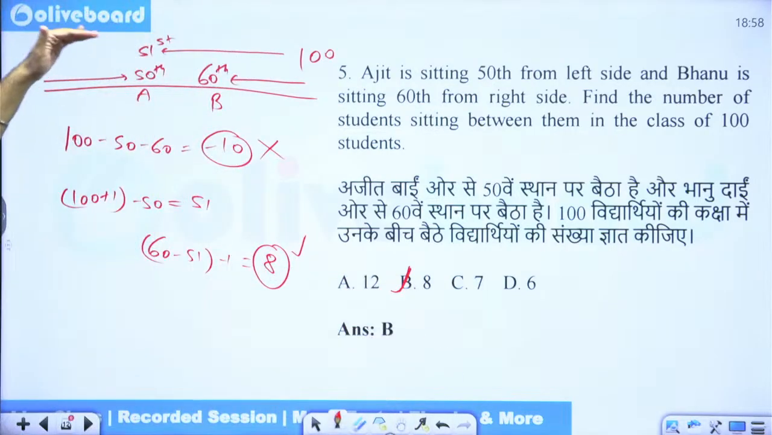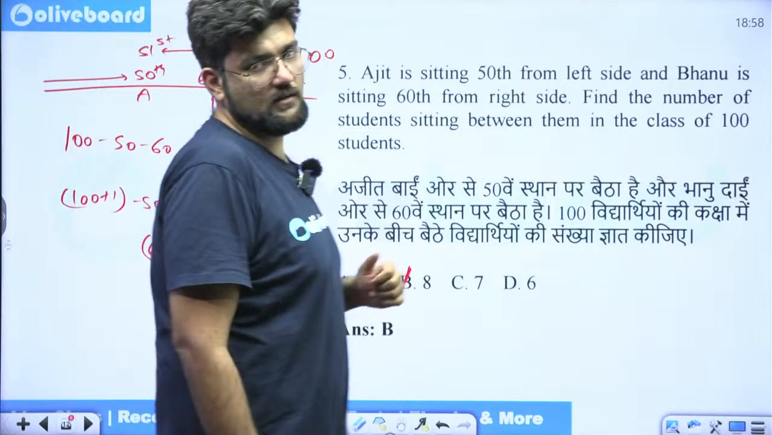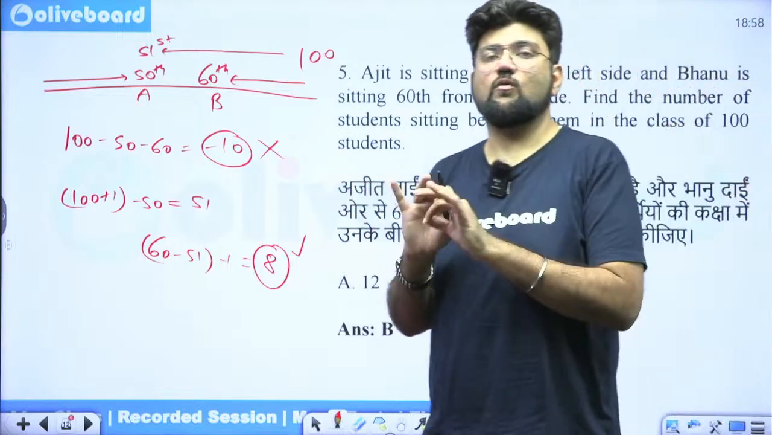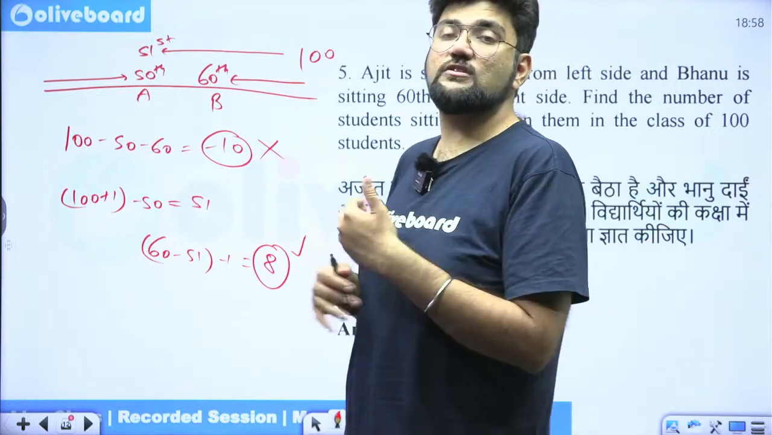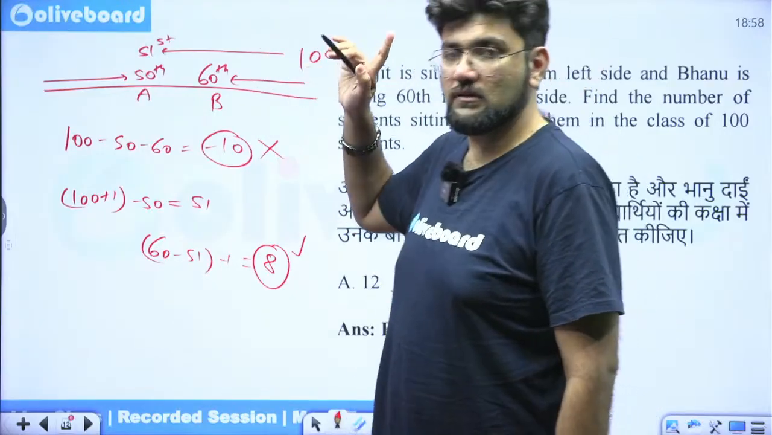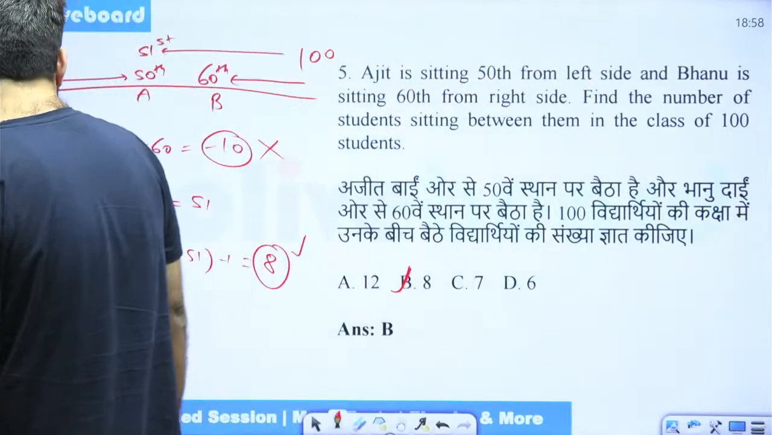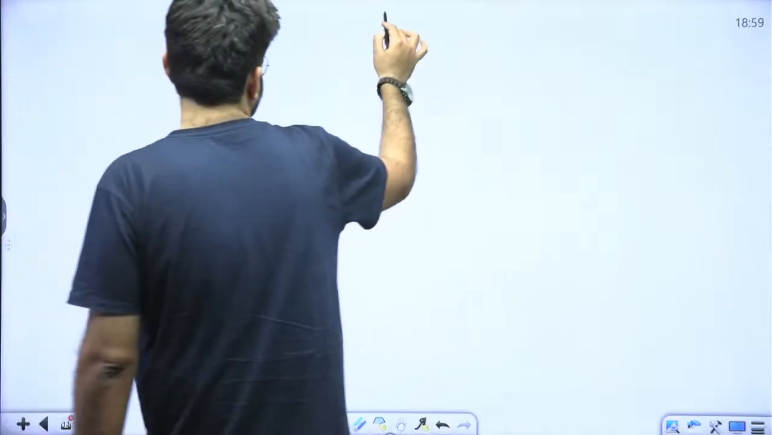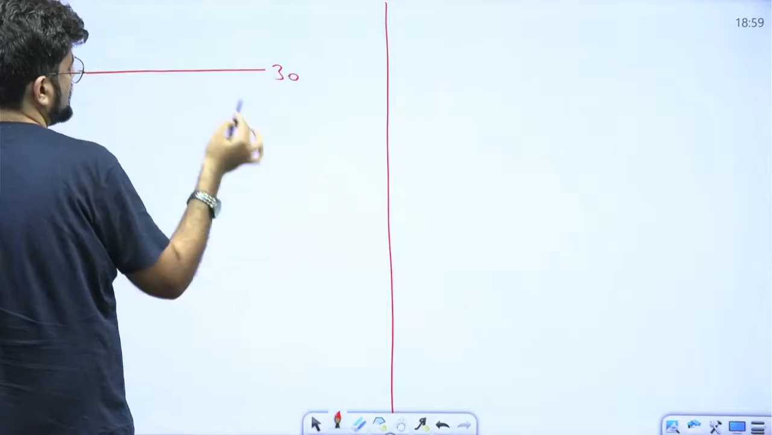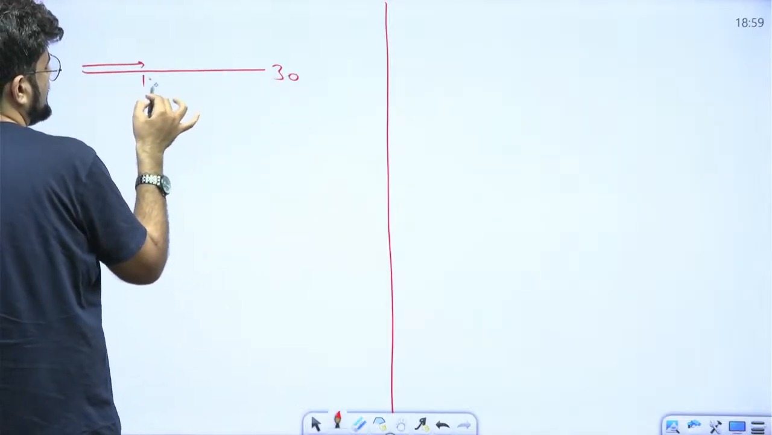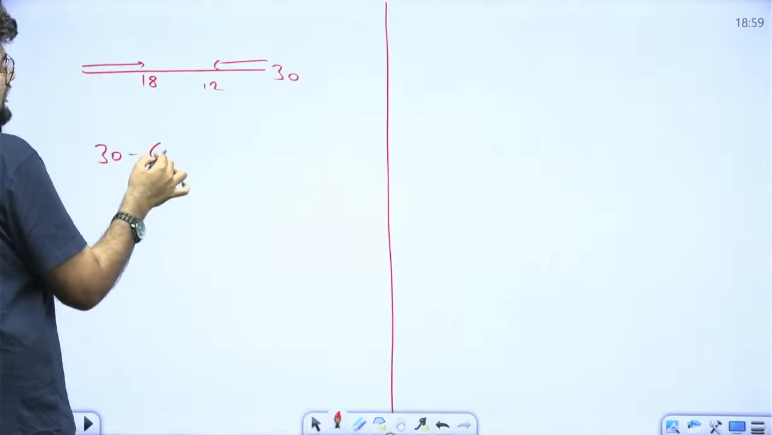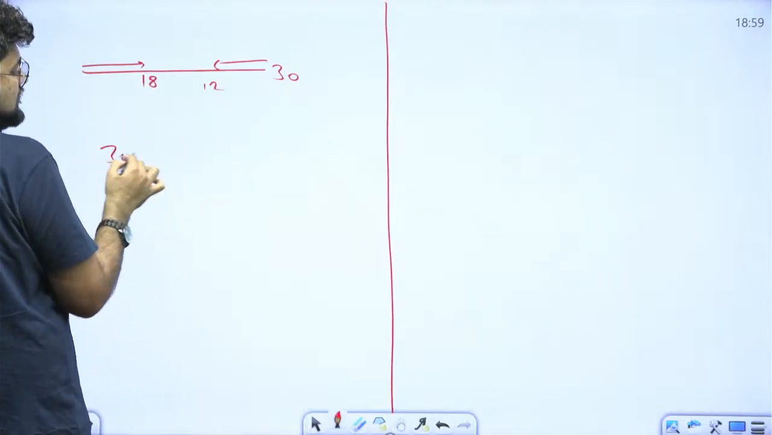But why did it go wrong here? Why did the short trick not work? The regular formula which I told you is going to work in any sort of question. No conditions whatsoever. You just need to be quick at it. But if you really need to use the shortcut, you need to be aware of the concept. The concept is that in a row of 30 people, there were 12 and 18. What did we do? We simply subtracted 30 minus 8 minus 2, right?